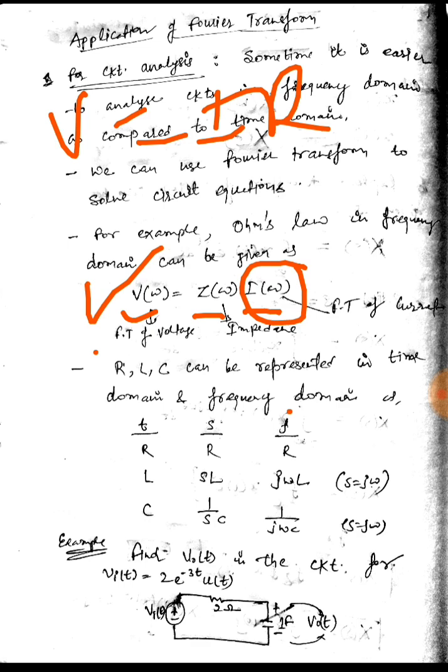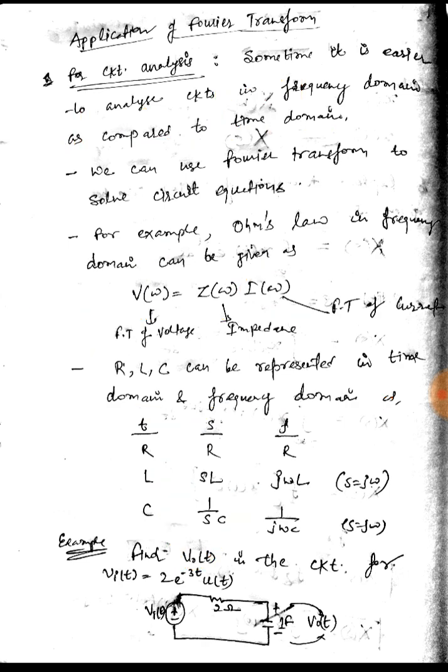So if a circuit consists of resistance, inductors and capacitors, then in time domain they are represented as R, L, C. In Laplace transform, R will remain R, L will be represented as sL. So Laplace transform of L will be sL, and for capacitor it will be 1 upon sC.